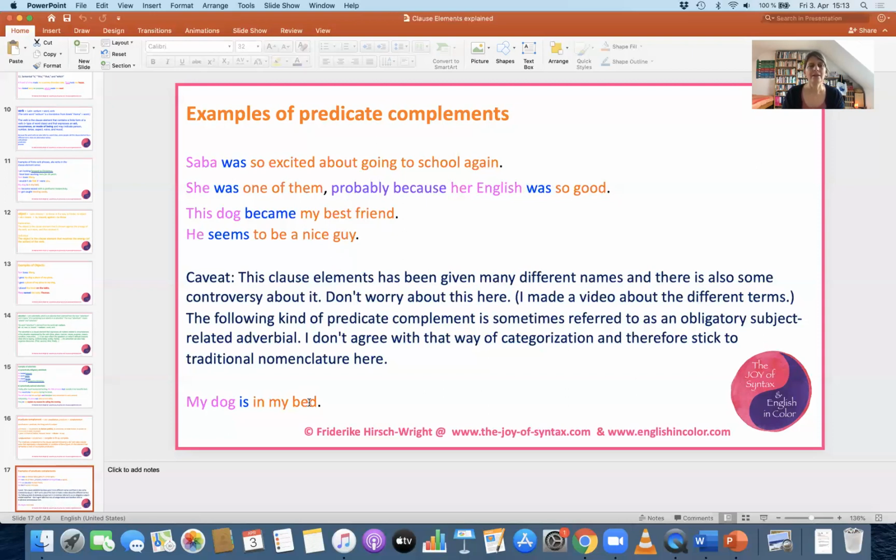And I am sticking to the distinction between form and function. And we have this element that follows the link verb, and then we can see that a variety of word forms can fulfill the function of this clause element.